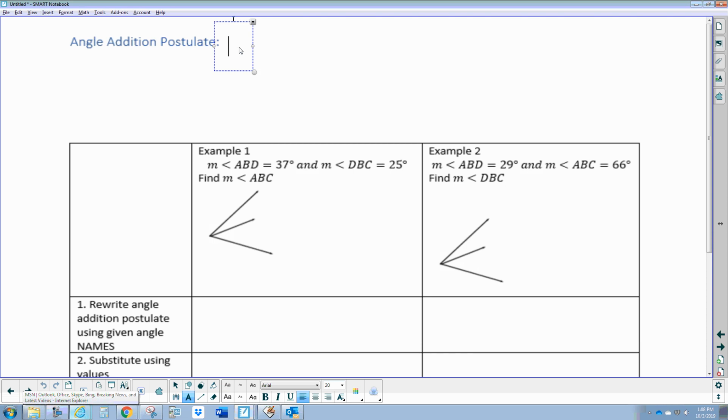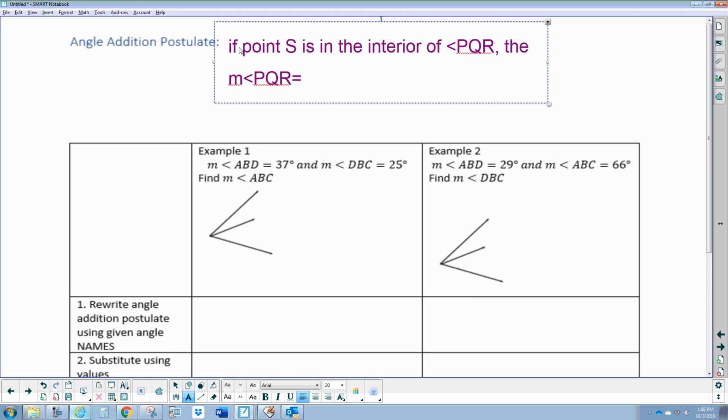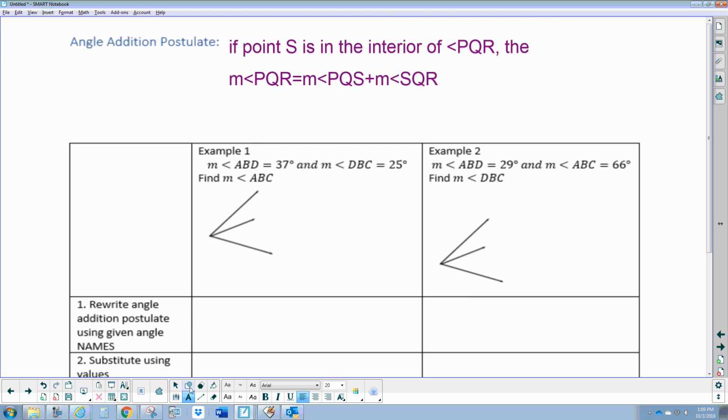So in this lesson, we're going to look at the angle addition postulate. The angle addition postulate says that if point S is in the interior of angle PQR, then the measure of angle PQR is equal to the measure of angle PQS plus the measure of angle SQR. Okay, let's write that out and see what that looks like.